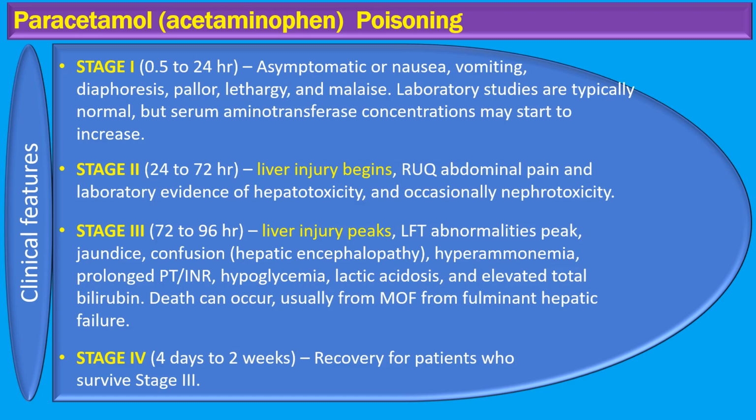Severe hepatotoxicity is evident when ALT and AST levels soar above 10,000, coupled with prolonged prothrombin time or INR, hypoglycemia, lactic acidosis, and a total bilirubin concentration exceeding 4.0 mg per deciliter or 68 micromole per liter. It's also at this juncture that acute renal failure emerges in 10 to 25% of patients experiencing significant hepatotoxicity, and in over half of those with outright hepatic failure. Unfortunately, it is during this stage that death is most prevalent, typically due to multi-organ system failure.